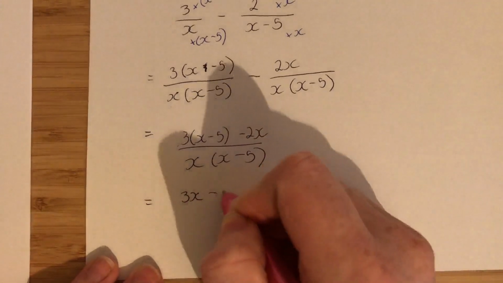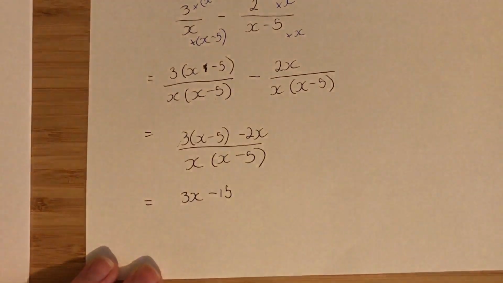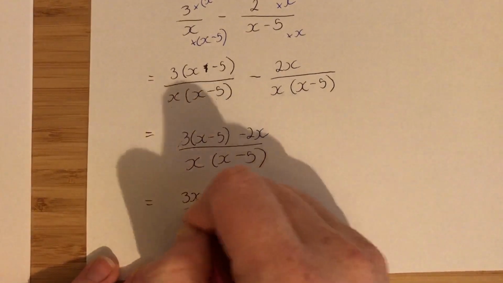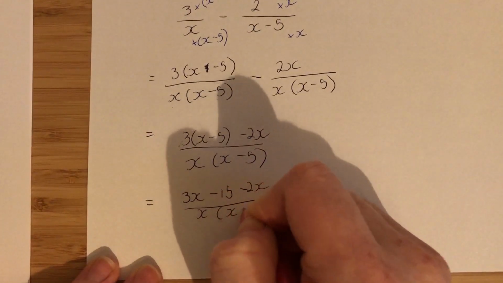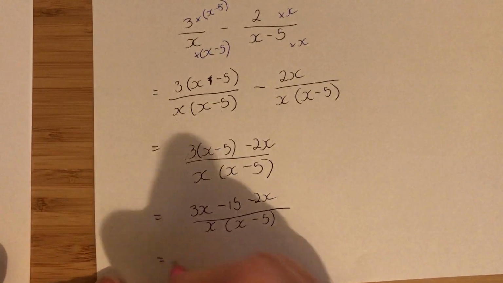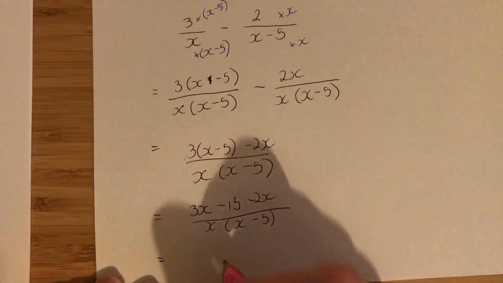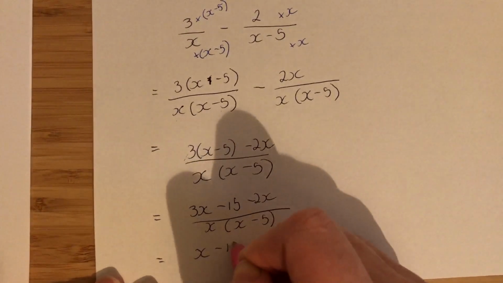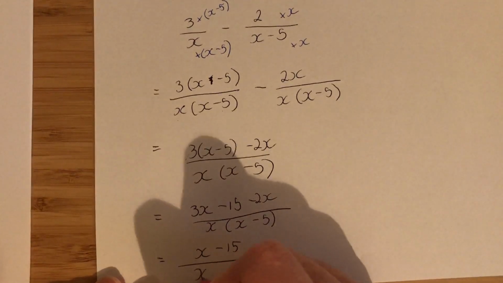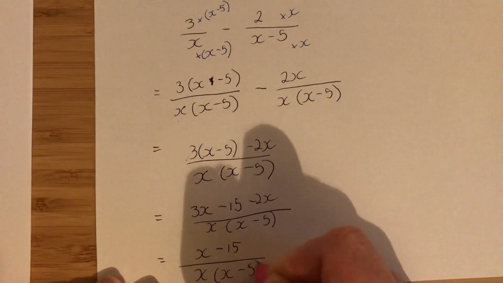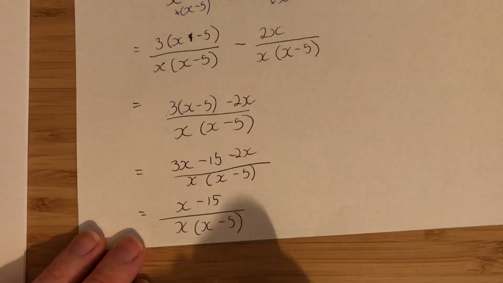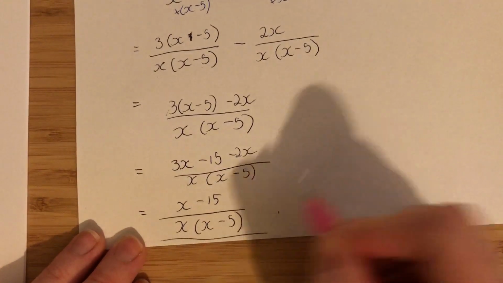So 3x minus 15, that was multiplied out, minus 2x over x bracket x minus 5 equals 3x minus 2x leaves us just with 1x minus 15 over x minus 5. And that's it in its simplest form.